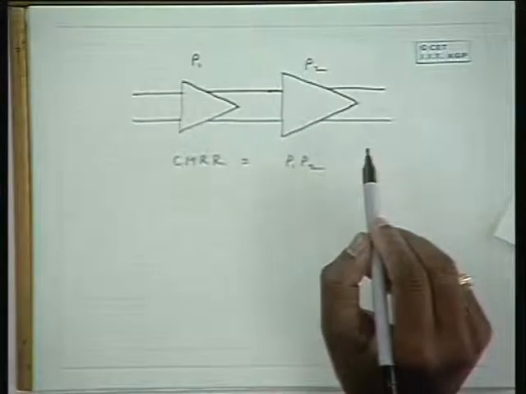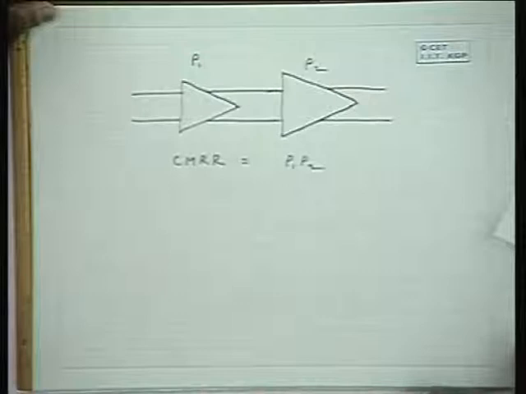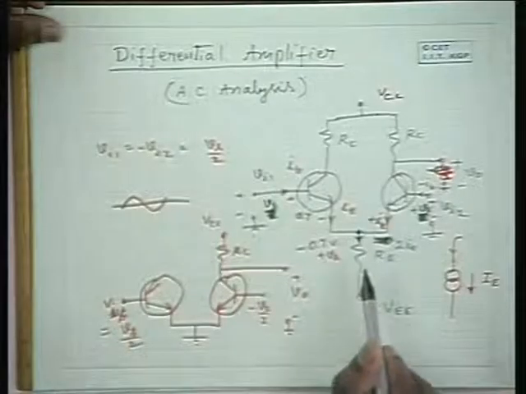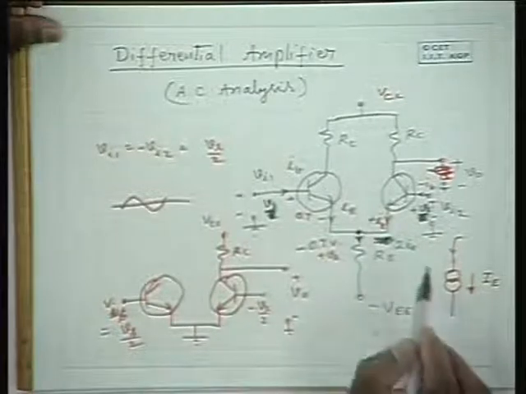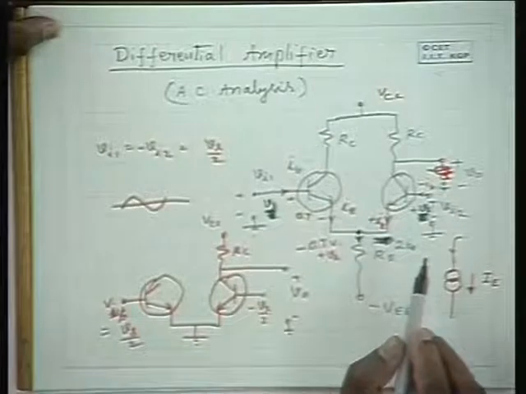Any questions? So when RE is 0, then CMRR will be 0. When RE is 0, yes. Now can we explain that? So that means there is no differential gain. No, we are not making RE equal to 0. The question is that when RE is equal to 0, CMRR should be 0. How is it that we are getting high CMRR?